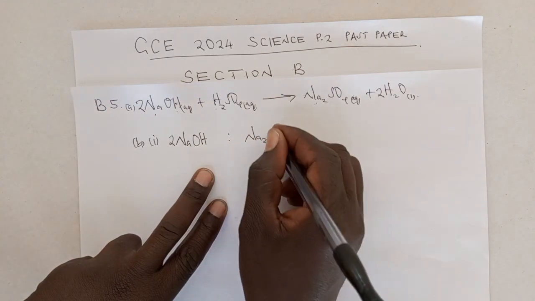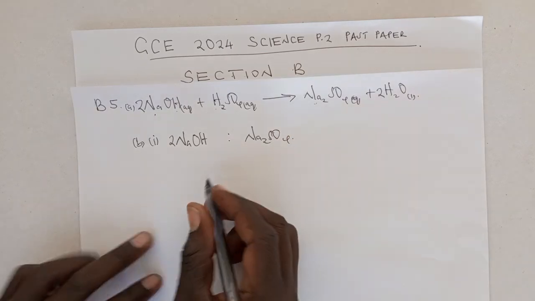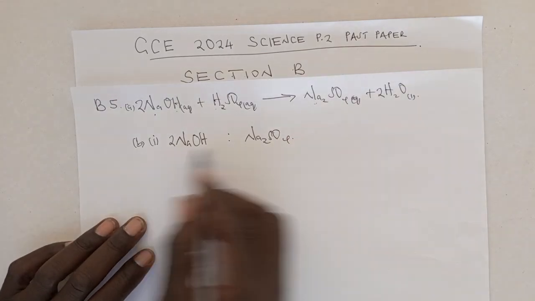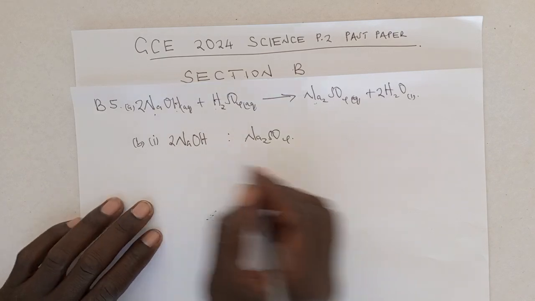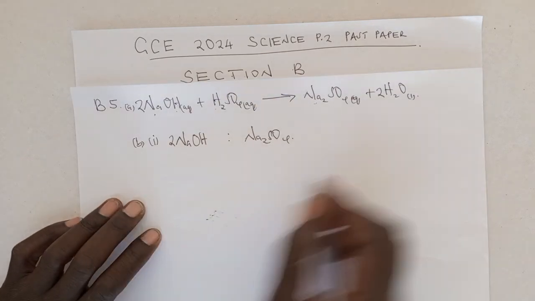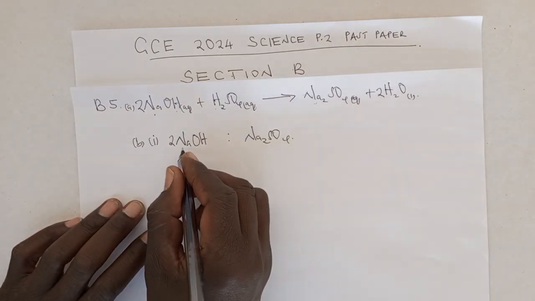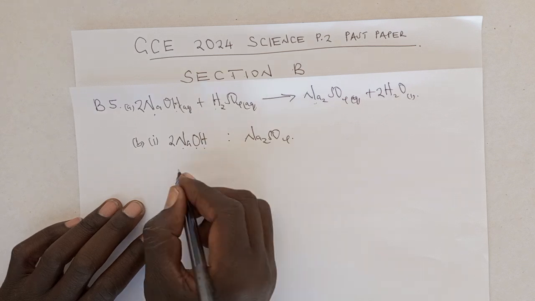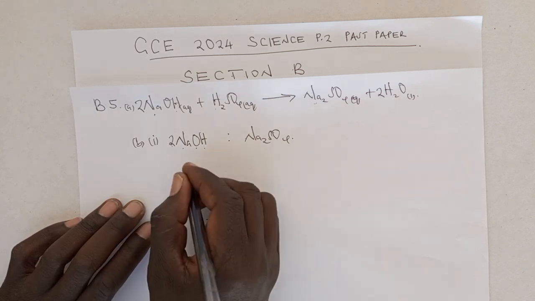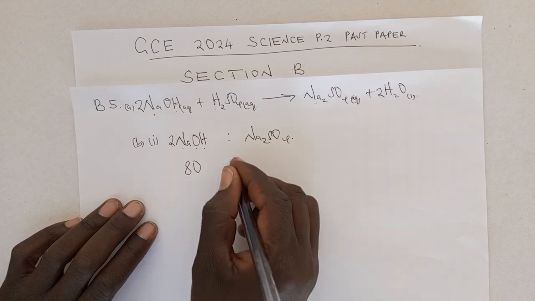Sodium sulfate. So at this point, you look at the coefficients. What are the coefficients? There is a 2, there is a 1. So you find the molar mass or relative molecular mass or relative formula mass. So we are going to say sodium 23 plus 16 plus 1. That gives us 40. 40 times 2. So we are going to have 80 this side.